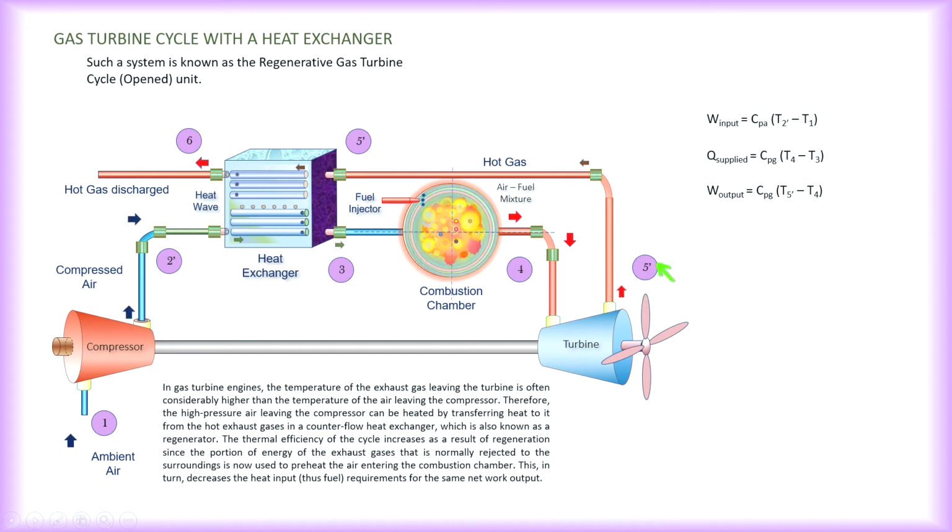The outlet of the turbine is 5 prime. The inlet of the turbine is point 4. So that is why you have T5 prime minus T4. And then the net work out, as usual, is work out minus work in. And then mechanical efficiency is to be considered if there is a certain amount of frictional loss due to power transmission by the shaft. Okay.